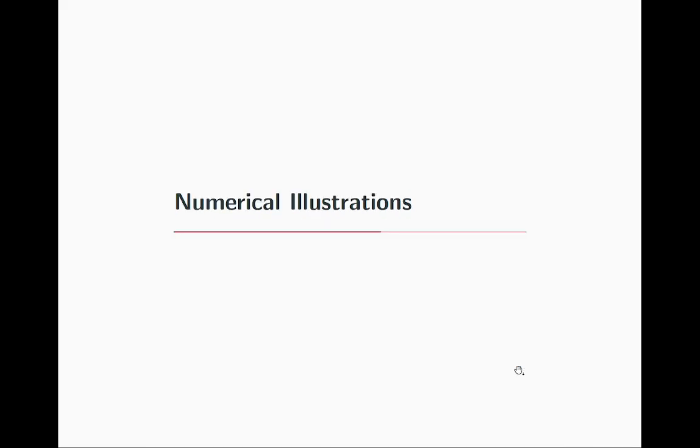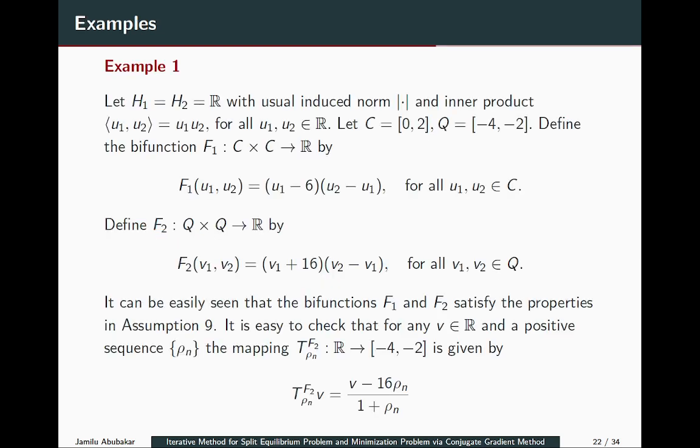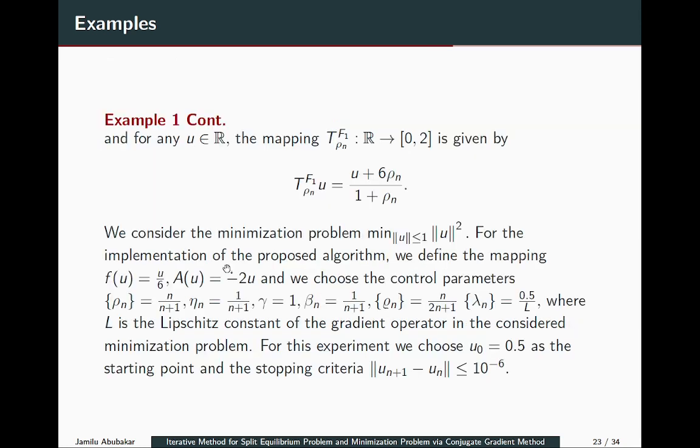For the numerical illustrations, we perform all computation on MATLAB 2019b with computer specification given by this. And this is the first example. Here we set H1 and H2 to be R, and we use the usual induced norm and inner product given by this. And we define the bifunctions F1 and F2 to be this. And so we can obtain T1 and T2 to be given by this. For the control parameters we set them to be given by this, and the contraction also to be given by this.